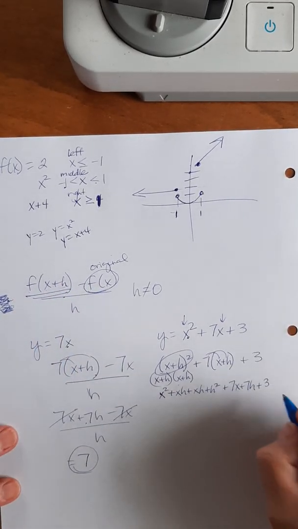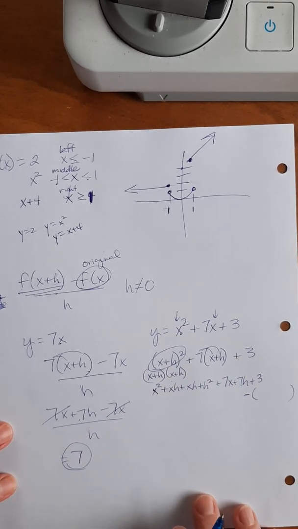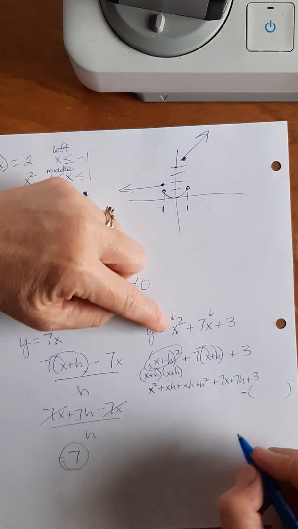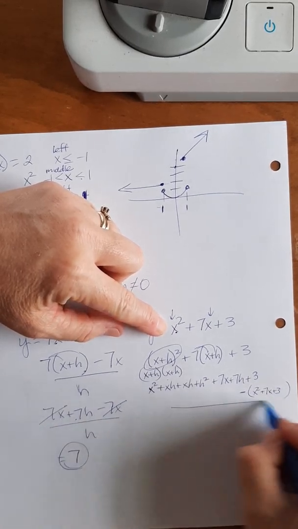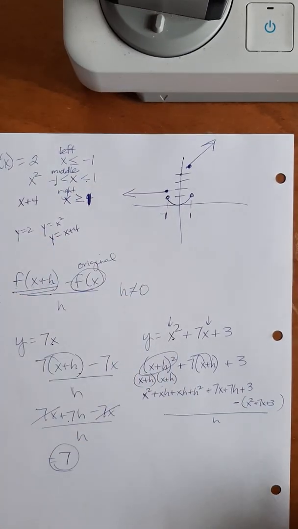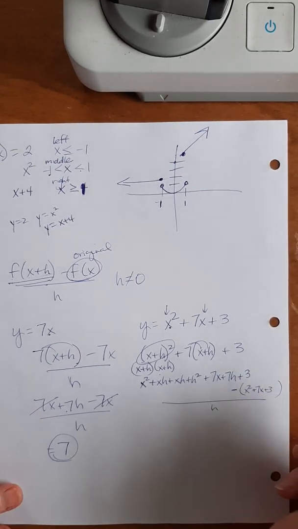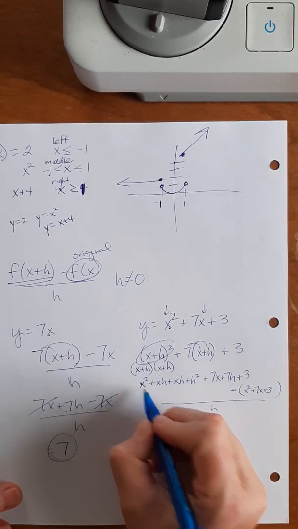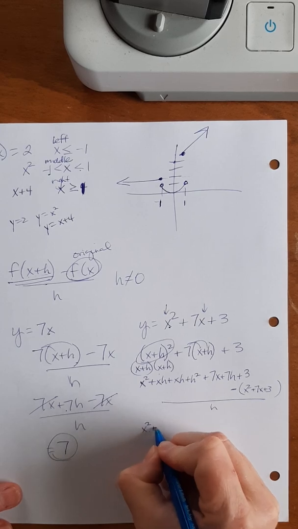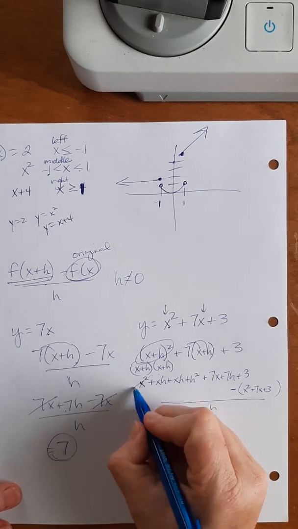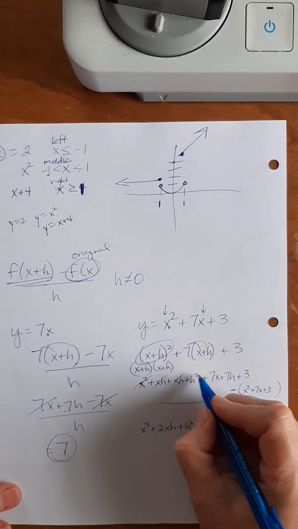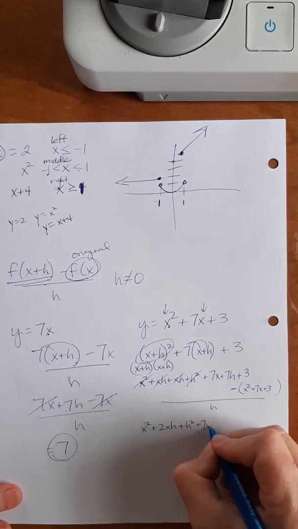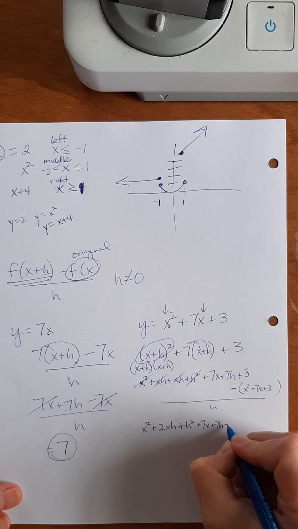Now, you want to subtract, and I'll just put it in parentheses like so. You want to subtract the original. So x squared plus 7x plus 3 all over h. So let's clean this up a little bit. We've got x squared plus 2xh plus h squared. Then let's just bring that down.